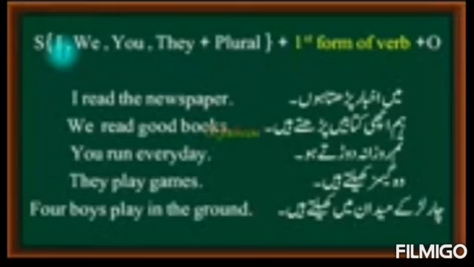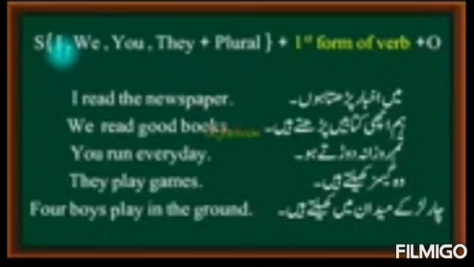Now let's look at an example. I read the newspaper. In this sentence, I is the subject with which we have to use the first form of verb, and that is read. I read, the object is the newspaper. It will become I read the newspaper. Next example is we read good books. हम अच्छी किताबें पढ़ते हैं.